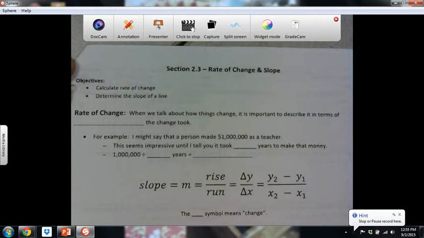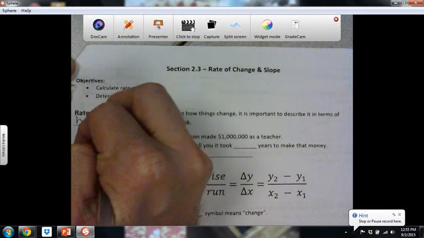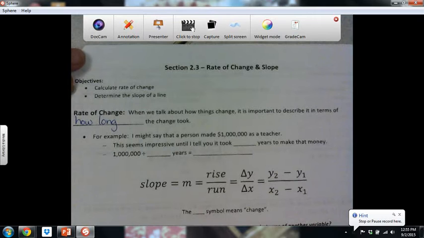So when we talk about things changing, it is important to describe it in terms of how long the change took. So, for example, if I said that I grew 3 feet, it would make a big difference if I grew 3 feet over the weekend versus 3 feet over 10 years. And so how long something took makes a big difference.